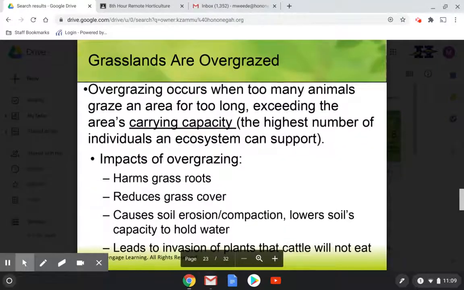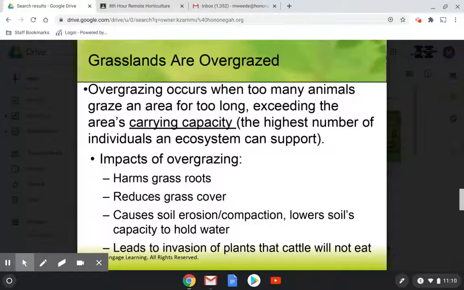The problem, like I said before, is that overgrazing is going to occur, meaning that too many animals are going to graze in an area too long. And so, essentially, tragedy of the commons: if too many animals are overgrazing, the grassland is eventually going to disappear. And so it's going to exceed the area's carrying capacity.